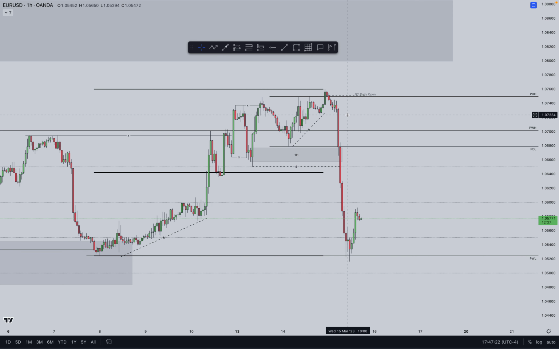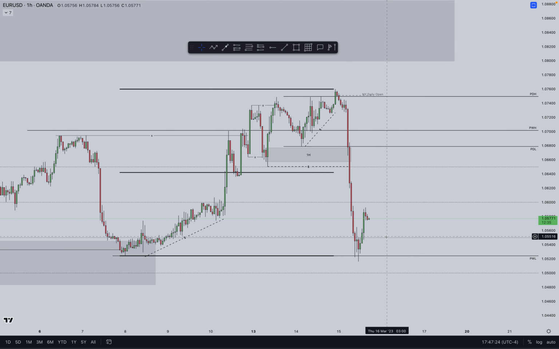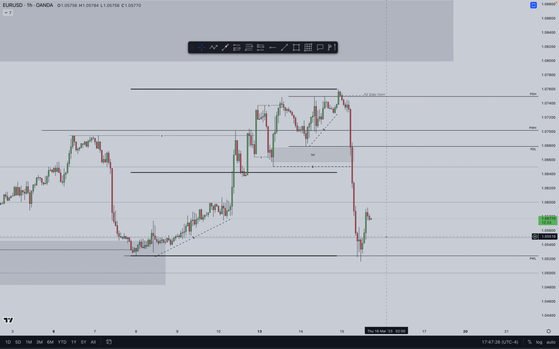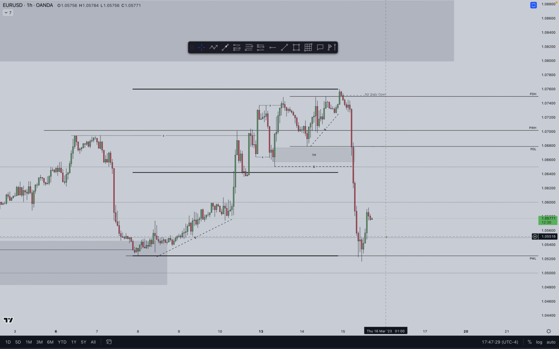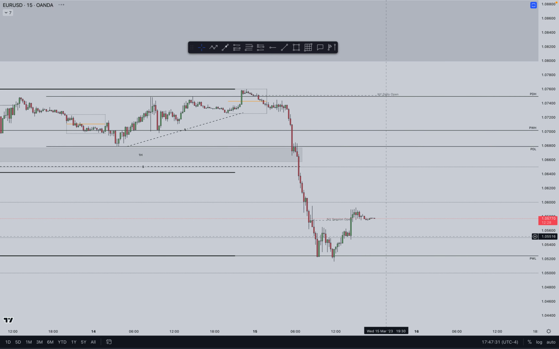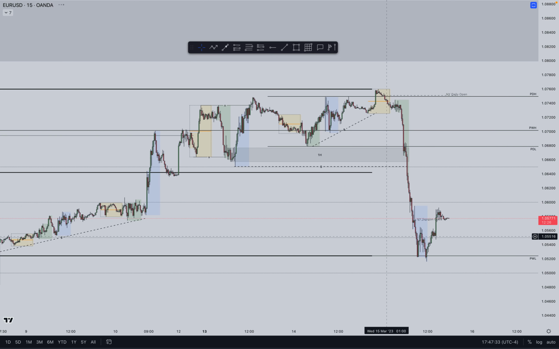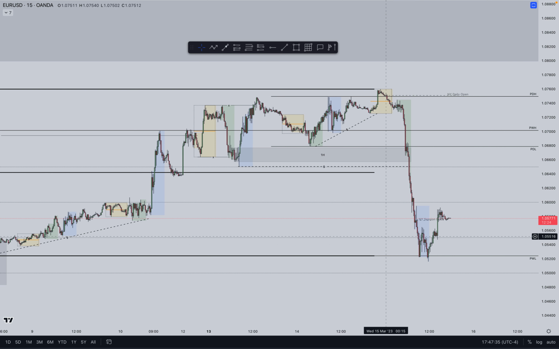Previous weekly high taken, previous weekly low now taken. So let's see if there's anything worth looking at on the 15-minute chart.